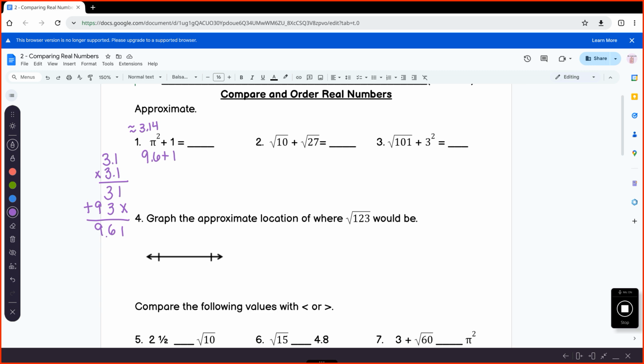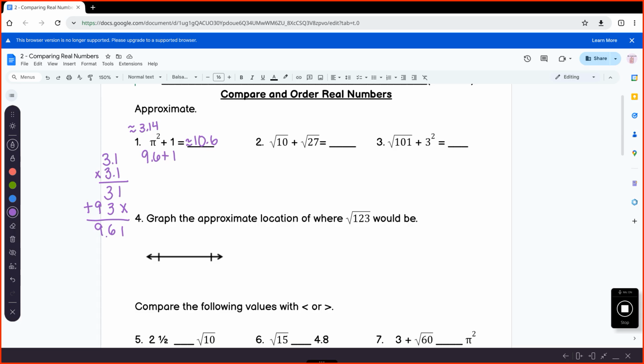Then I drop down that plus 1, and now I have 10.6, right? When I add 9.6 plus 1, I get 10.6. So this answer is going to be about 10.6. So if you have somewhere around the same, then your answer is correct.